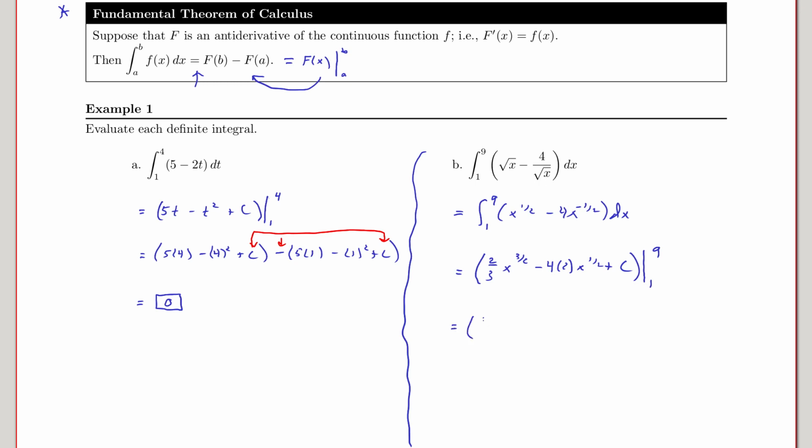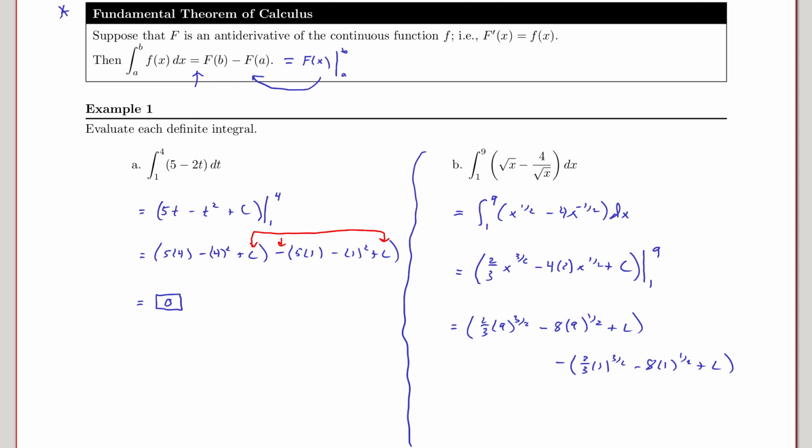So this will be 2/3 times 9 to the 3/2. Remember, that's just the square root of 9 and then cubed. We have minus, I'll go ahead and clean that up, we'll put an 8 there, 9 to the 1/2 plus c, minus, now we subtract away this thing evaluated at 1, which would be 2/3 times 1 to the 3/2 minus 8 times 1 to the 1/2 plus c.